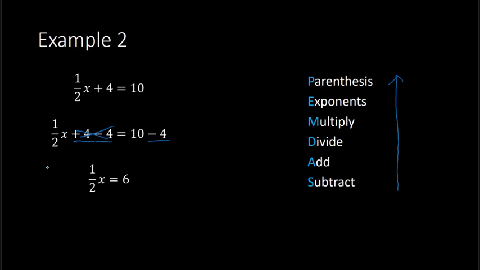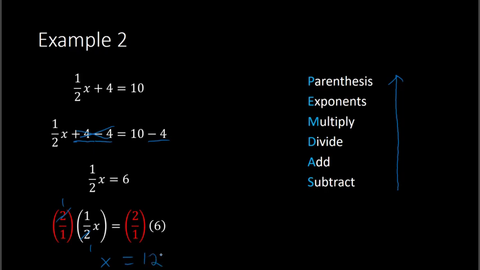Now to get rid of the 1/2 with the x, this is 1/2 times x. So to do the opposite of multiplication, I need to divide. So I divide both sides by 1 over 2, which, division is the same thing as multiplying by the reciprocal. So dividing by 1 over 2 is the same thing as multiplying by 2 over 1. So I multiply both sides by 2 over 1. When I do that, on the left side, the numbers 2 and 2 would cancel. I have 1 and 1. So I have 1x on the left side. On the right side, I have 2 times 6, which would equal 12. So my solution is going to be 12.